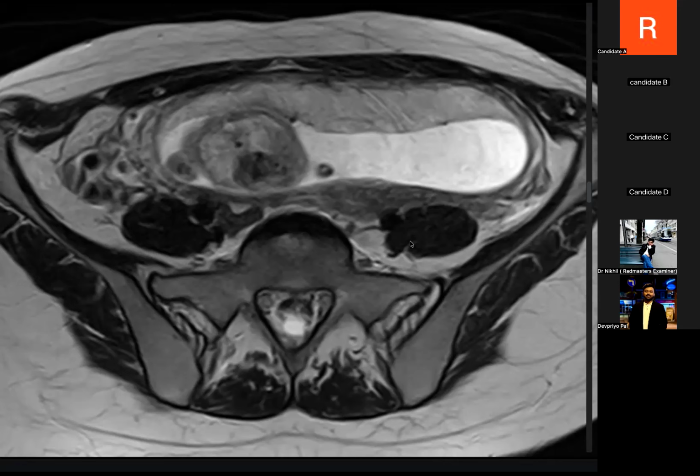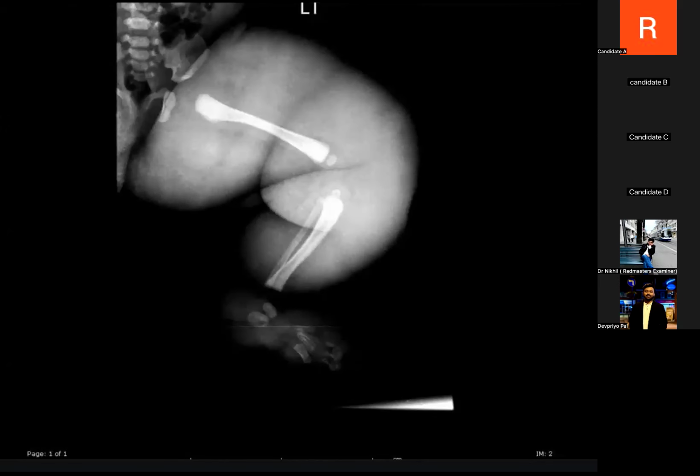So in dermoid, what parameter in MRI are you using, or what physics behind MRI are you using to diagnose dermoid? I think it's chemical shift, not chemical shift, fat sat. Okay, yeah, it's chemical shift artifact. Okay. Right, let's go to a second case.